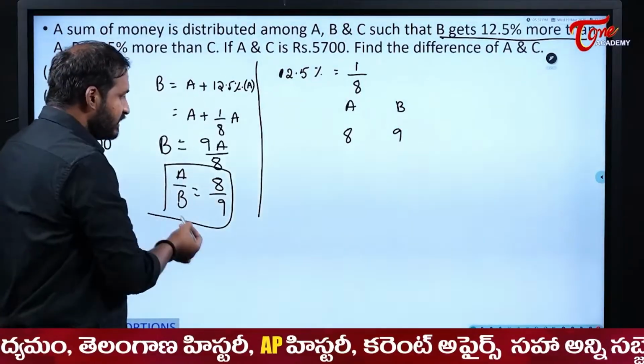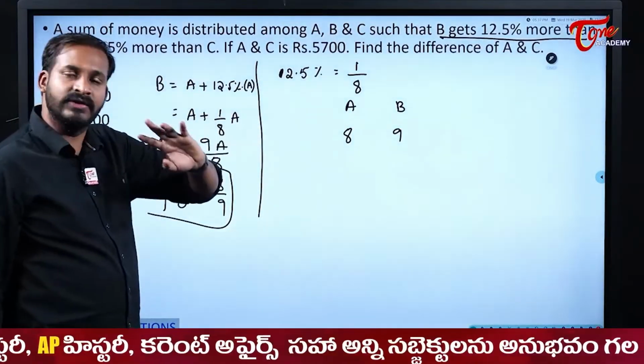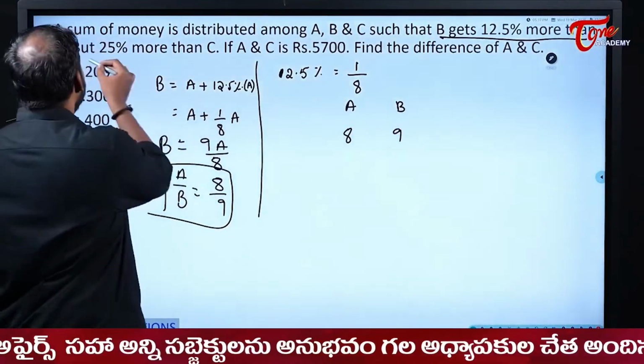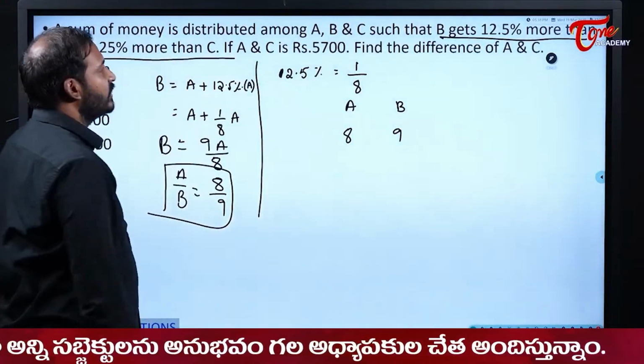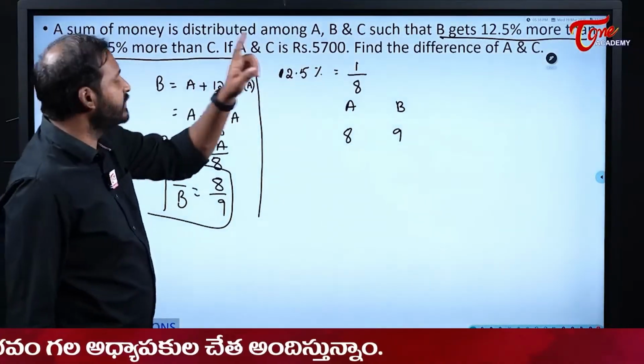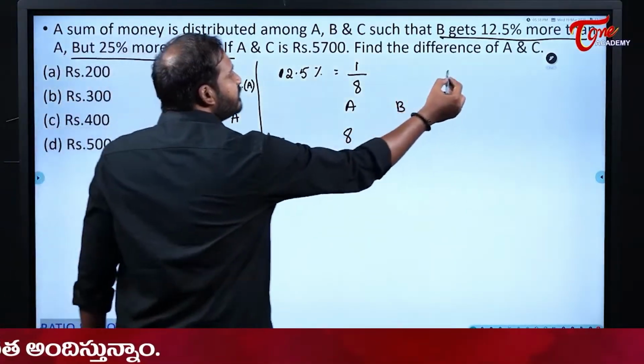If you want the explanation, this is the reason behind that. If you are able to identify this, well and good. If not, go with the basics and write the relation between A and B. And next, B gets 12.5% more than A, but 25% more than C. That means 25% means what can I write?